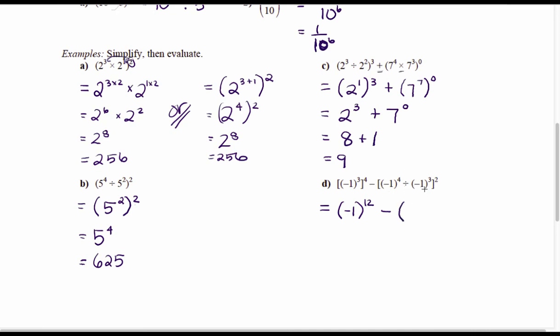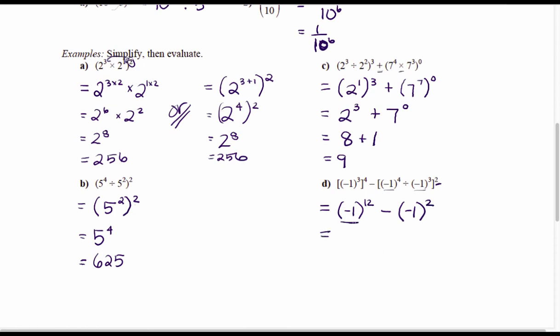So we've got our brackets, and we've got a negative 1 to the power of 4 divided by a negative 1 to the power of 3. Division of the same base means we can simply subtract, and so it's 4 minus 3. So we actually just are left with the negative 1, but we need to remember the 2, and so we put the 2 down there.